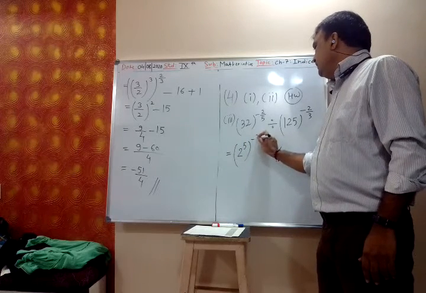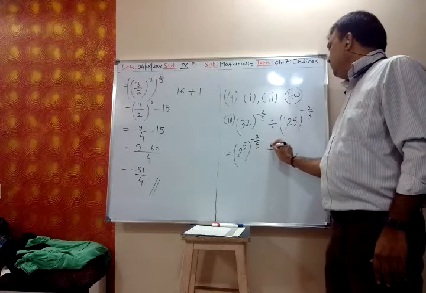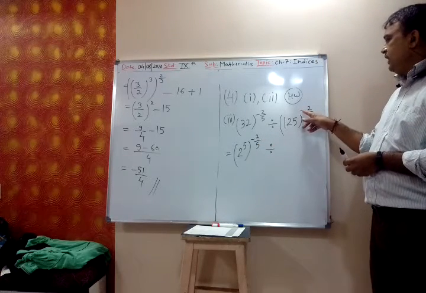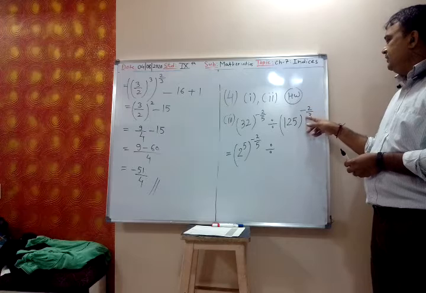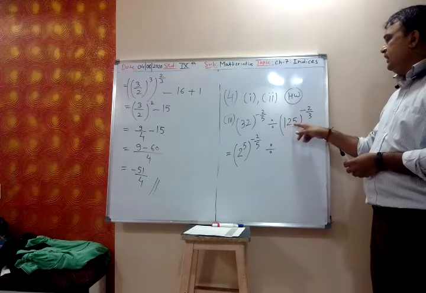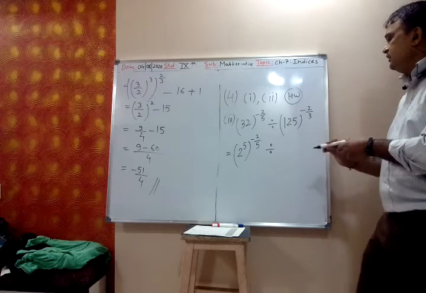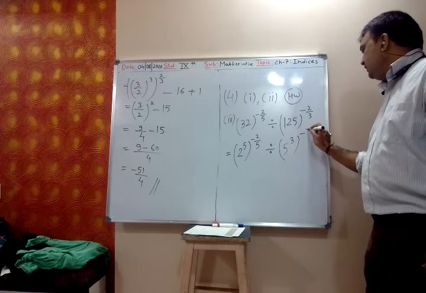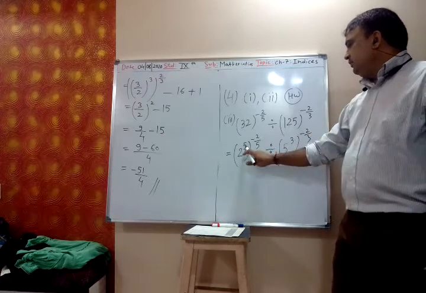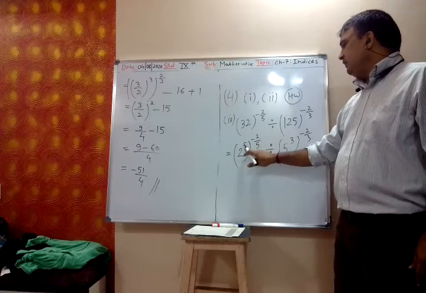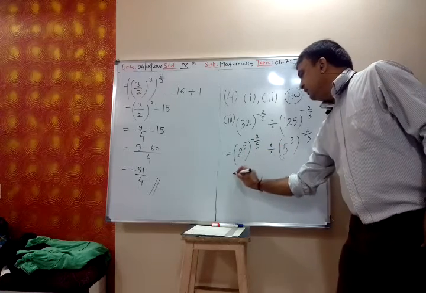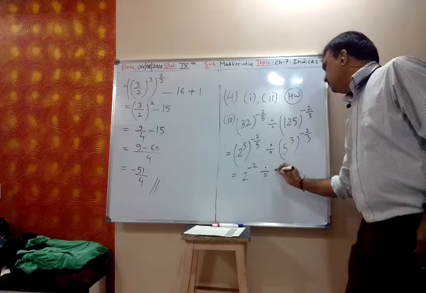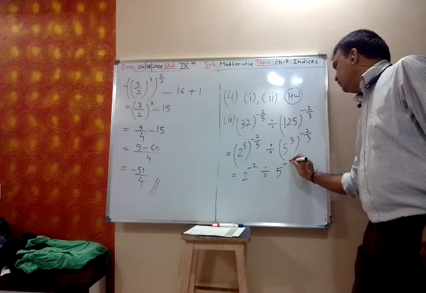Raised to minus 2 by 5. Divided by, again the power is minus 2 by 3. The denominator is 3, so this 125 I can write in terms of power 3: 5 raised to 3, raised to minus 2 by 3. Now the 5 gets cancelled; power raised to power, multiply the powers. So 2 raised to minus 2 divided by 5 raised to minus 2.